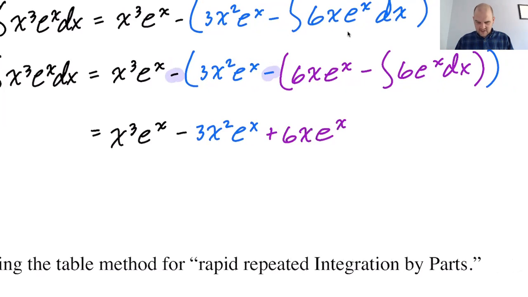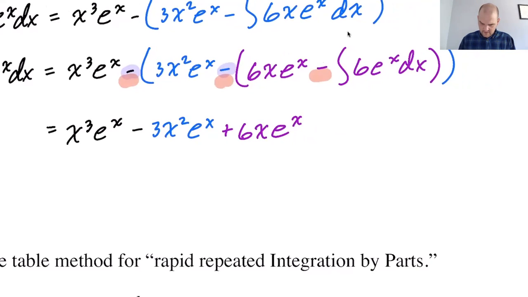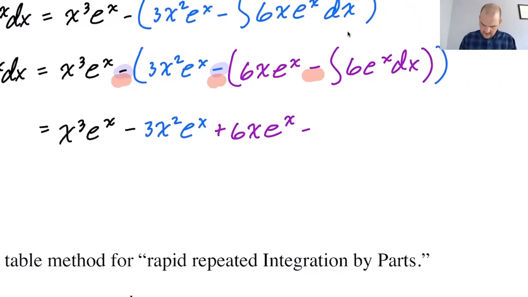And now there's actually three minus signs this time, because there's minus, minus, minus. So that's negative overall. So it's minus 6 e to the x plus c.